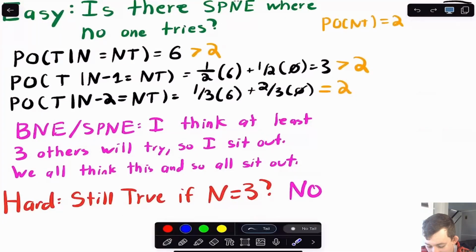Is this still true if n equals 3? No, it's not true. And I want you to think about this again. I want you to think why this isn't true. See if you can figure it out. Leave a comment below if you think you've got it or if you're just confused and can't figure it out. And again, that'll be part of the follow-up video where I explain why that's true.